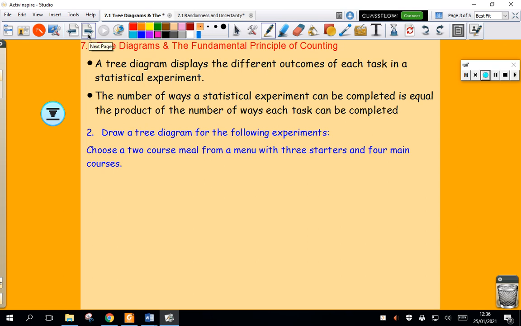Okay, I want to draw the tree diagram for this experiment. Choose a 2-course meal from a menu with 3 starters and 4 main courses. So there are 2 tasks here. Task 1 is to choose a starter. Task 2 is to choose a main course. There are 3 ways I can choose a starter. 1, 2, 3. And those starters, let's just call them starter A, starter B, and starter C.